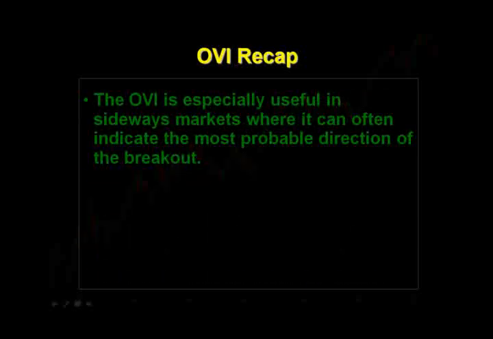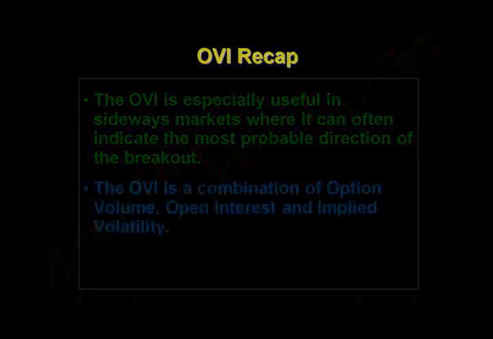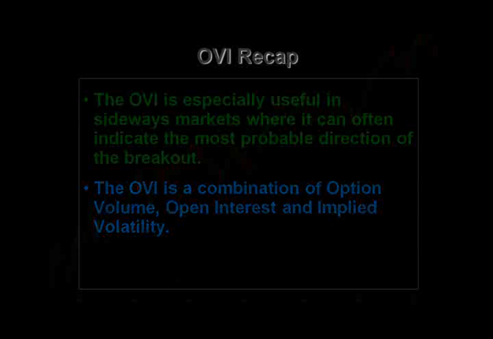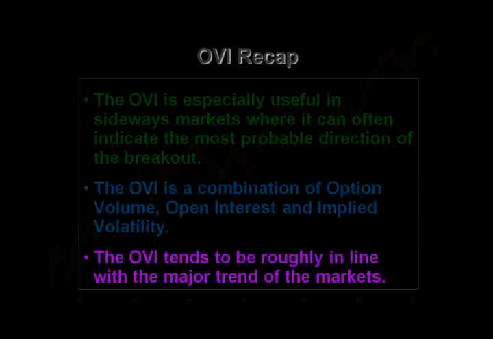So I've actually jumped ahead of myself there. The OVI is especially useful in sideways markets where it can often indicate the most probable direction of the breakout. The OVI is a combination of option volume, option open interest, and implied volatility. The OVI tends to be roughly in line with the major trend of the markets. And you've seen plenty of examples of that already, and you're going to see a lot more.